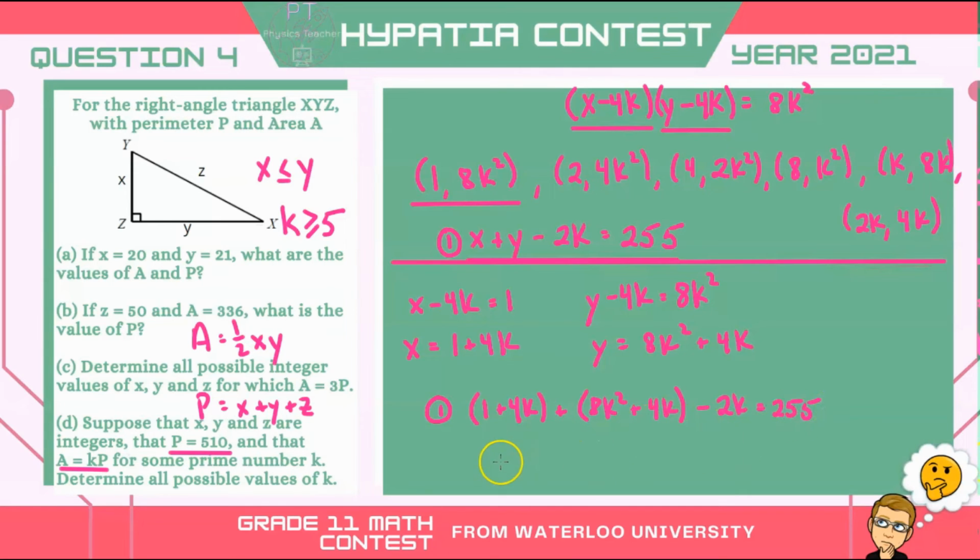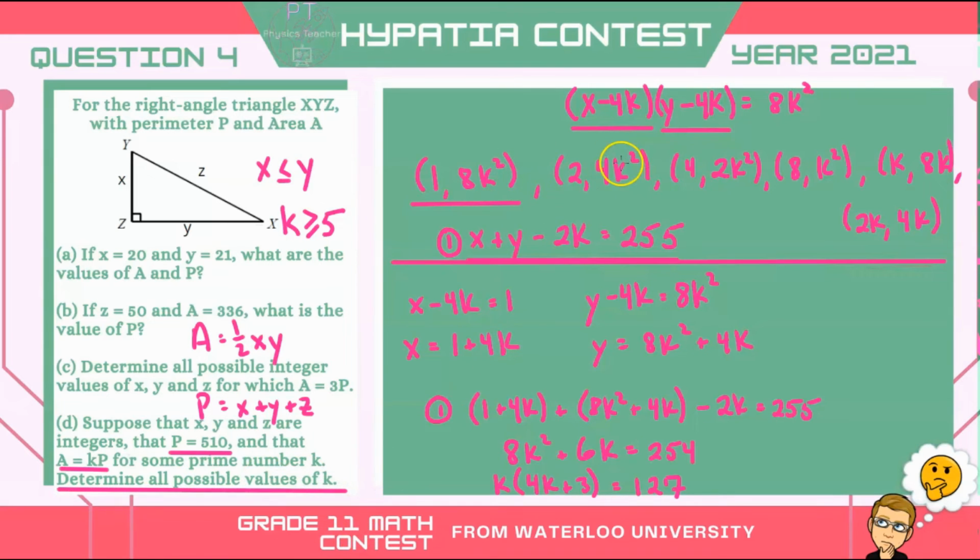All right, so if I collect like terms here and simplify, I'll have 8k squared plus 6k is equal to 254. And I can factor out a k to give k times 4k plus 3 is equal to 127. Now there's a problem for solving for k then, which is what we're trying to do, is find all possible values of k.